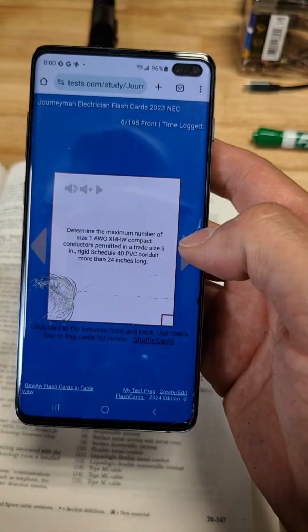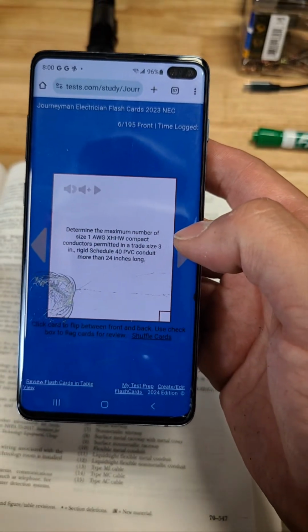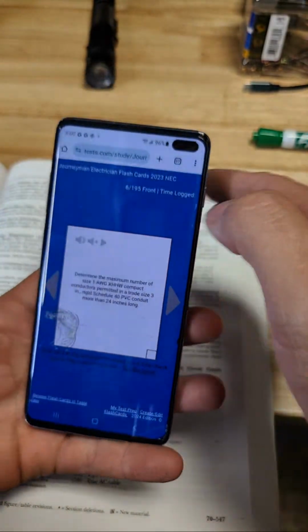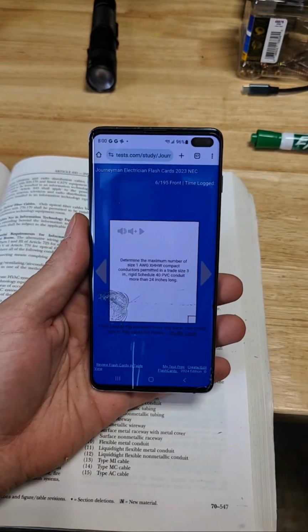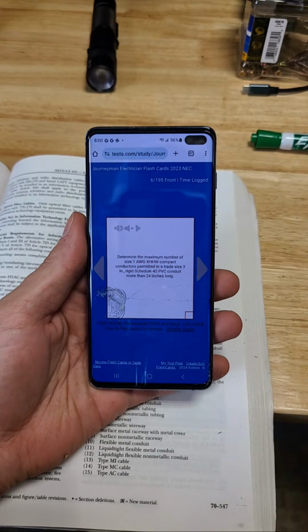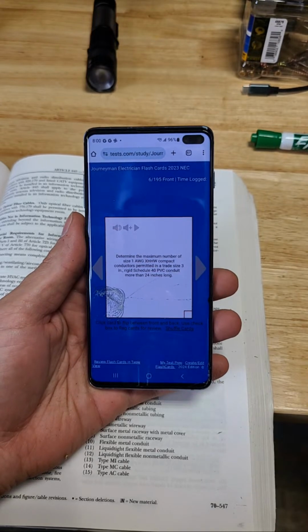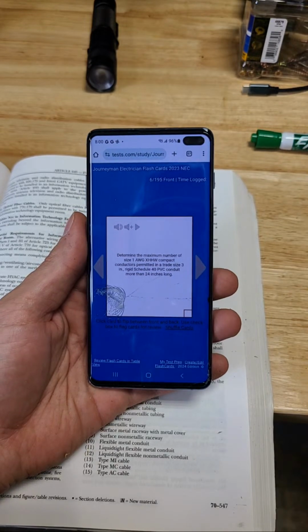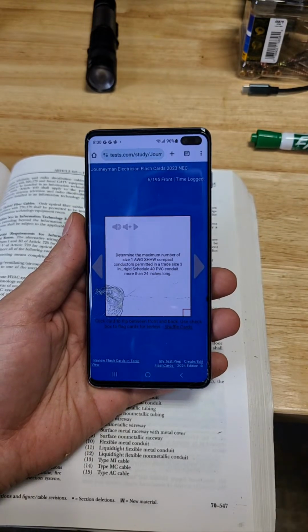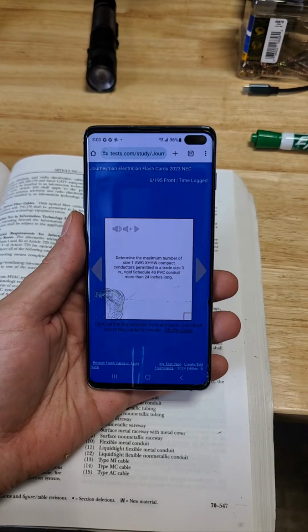Next. Determine the maximum number of number 1 XHHW compact conductors in a trade size 3-inch rigid schedule 40 PVC more than 24 inches long.